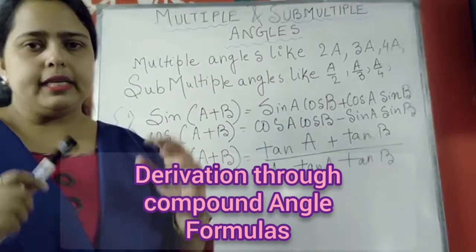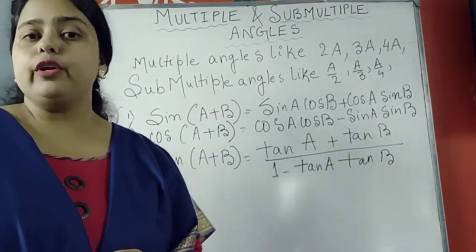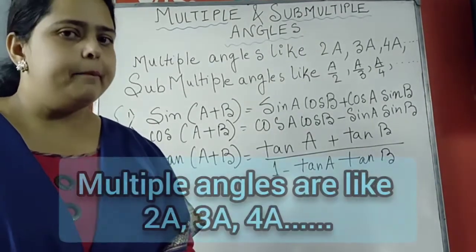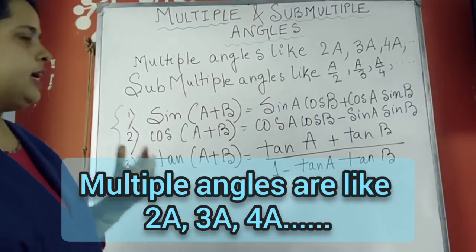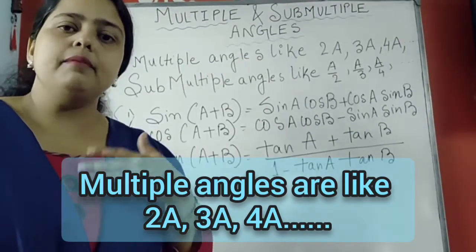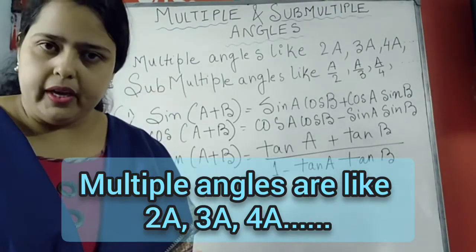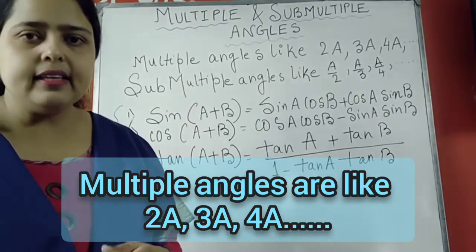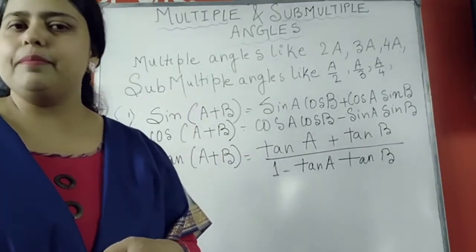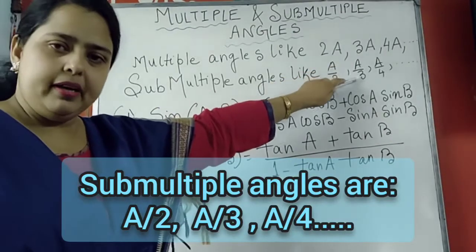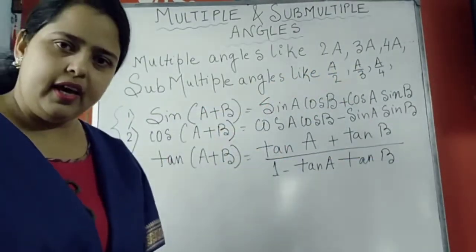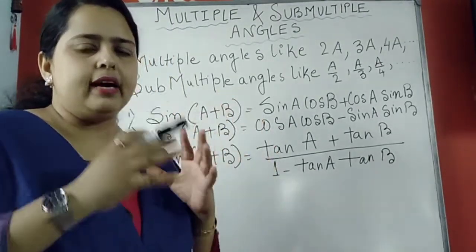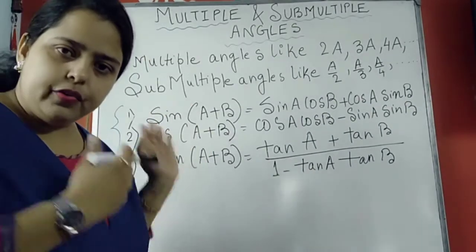But let me explain one more thing before that. What do we mean by multiple angles, and what do we mean by submultiple angles? Multiple angles are like this: if A is the angle I am talking about, then the multiples of it are 2A, 3A, 4A, 6A, 10A, 20A, 30A, anything in the multiple sets. And the submultiples are like A by 2, A by 3, A by 4. I hope the use of the terms multiple and submultiple in trigonometry is clear to all of you.